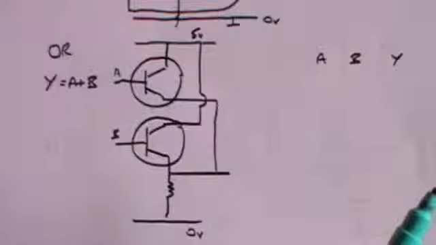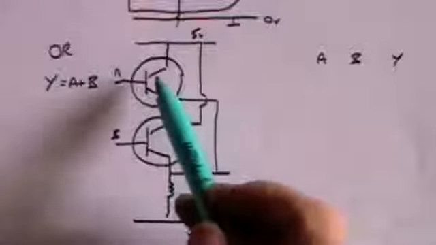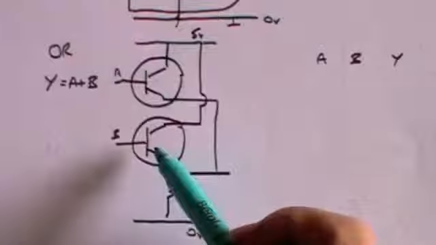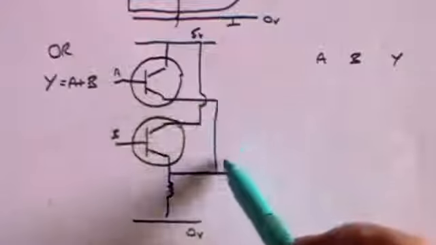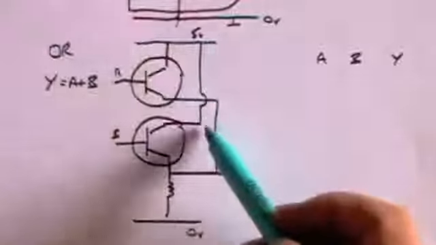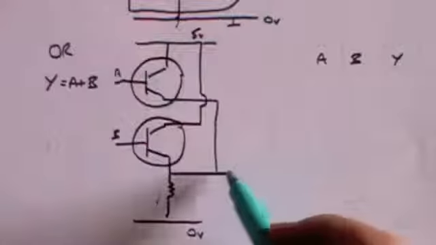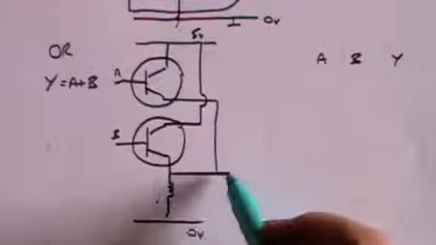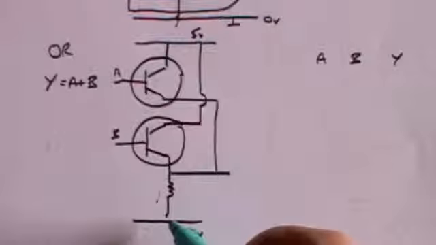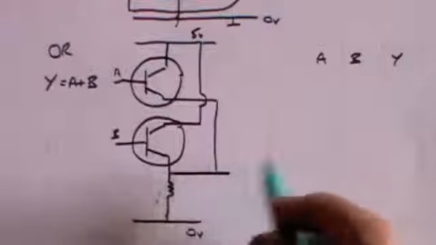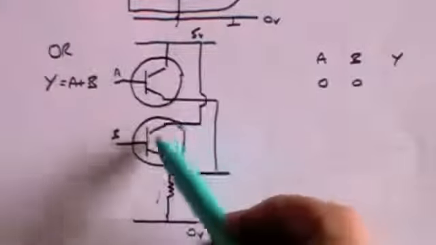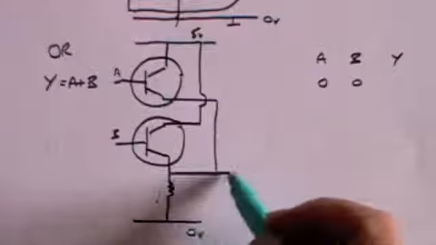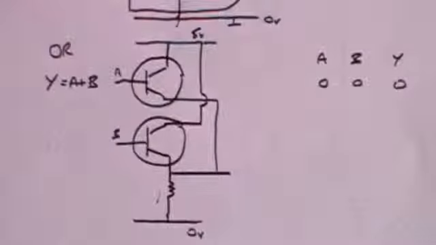Let's now ask what happens if A and B are both 0. If A and B are both 0, then these two transistors acting as switches are both open. That means that no current can flow this way and no current can flow this way. So in other words, this output line here will be at exactly the same voltage as here, and that's 0 volts. So if A and B are both 0, no current can flow through that transistor, no current can flow through that transistor, therefore the output is also naught.